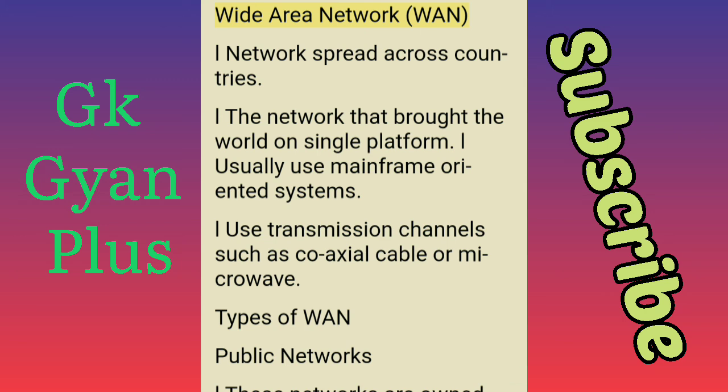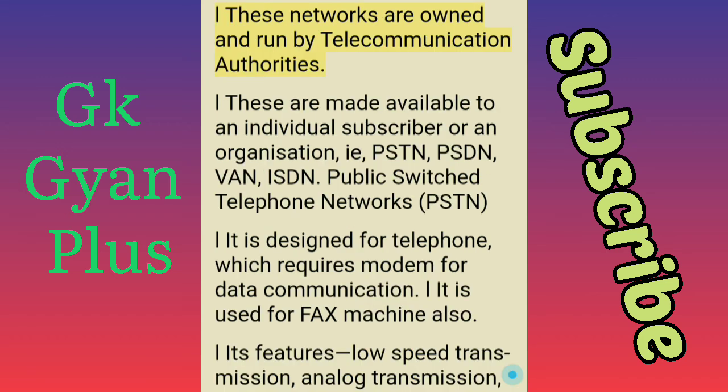Wide Area Network, WAN. A network spread across countries. The network that brought the world onto a single platform. It usually uses mainframe-oriented systems. It uses transmission channels such as coaxial cable or microwave. Types of WAN. Public networks. These networks are owned and run by telecommunication authorities. These are made available to an individual subscriber or an organization, i.e., PSTN, PSDN, VAN, ISDN.